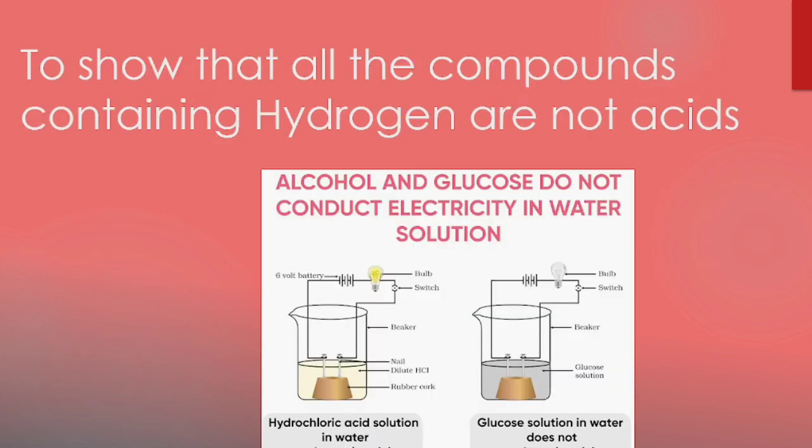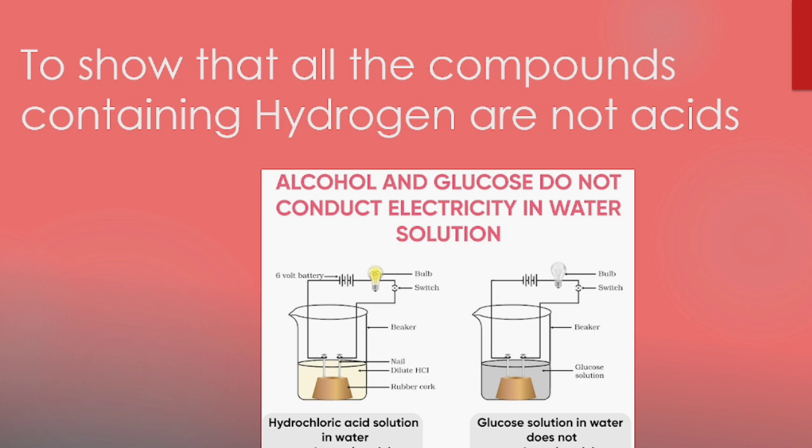There is an activity in your textbook to show that all compounds containing hydrogen are not acids. Here you can see two pictures. One is hydrochloric acid, the other one is glucose. In both of these beakers, there is a cork. To that cork, two nails are fixed. The nails are connected to a 6-volt battery, which in turn is connected to a bulb. There is a circuit, and there is a solution which is immersing part of that nail also.